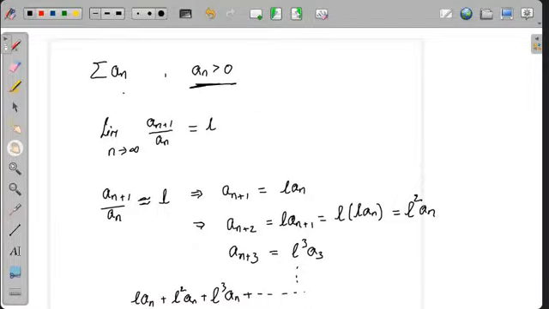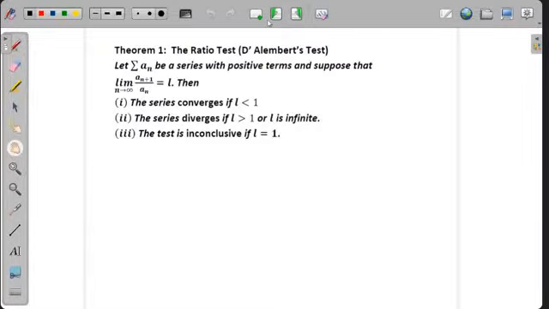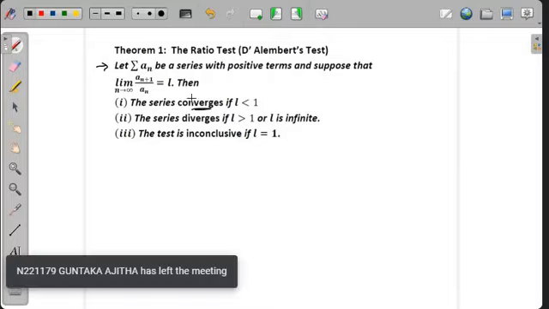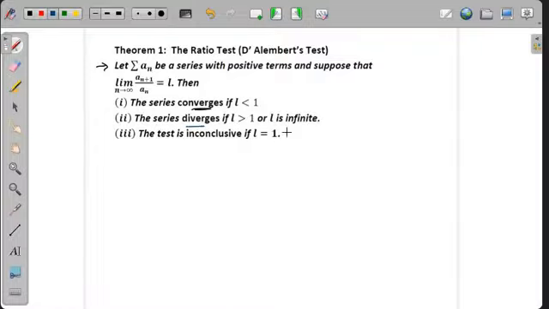I'll tell you why; I'll give you an example. But let me show you the ratio test here. It is called D'Alembert's ratio test. Let summation an be a series with positive terms, and suppose the limit as n goes to infinity of an plus 1 over an is L. If L is less than 1, then the series is convergent. If L is greater than 1 or infinite, then it is divergent. And the test becomes inconclusive when L is equal to 1.